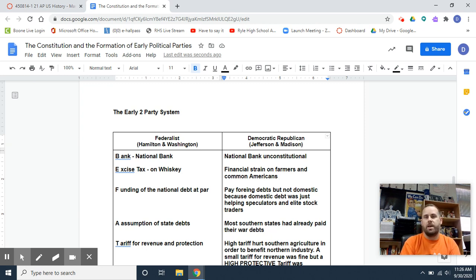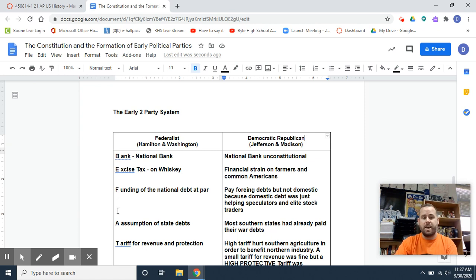Essentially, early decision-making in Washington's cabinet as they dealt with domestic and foreign issues, Hamilton and Jefferson continually offered two opposing viewpoints. And I've listed out 5 of them here. A national bank, an excise tax, funding of the national debt at par, or that means at face value, the assumption of state debts, and a tariff for revenue and protection. Long story short, Alexander Hamilton was for all of these things. These are things that he and the Federalists supported. And I kind of put the acronym over here, or the acrostic, I'm not sure what is what.